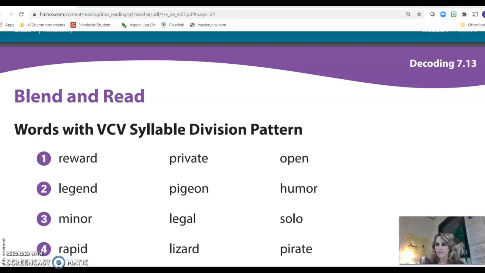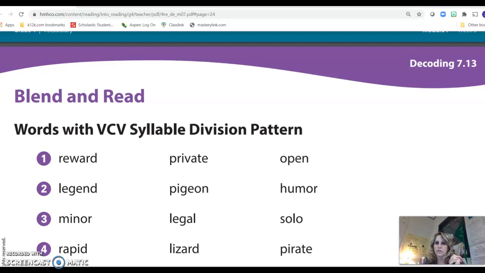Today we're going to look at words with vowel, consonant, vowel syllable division patterns. When you look at the vowels, remember vowels are A, E, I, O, and U, and sometimes Y. When we're trying to figure out the syllable division pattern, that means where do we divide the word and how do we pronounce it?